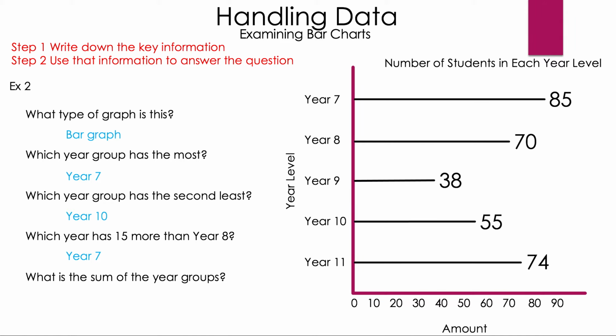Now we need to answer what is the sum of the year groups. And when we do that, all we have to do is add them all together, and we get 322, which is the answer, 322 students in total.